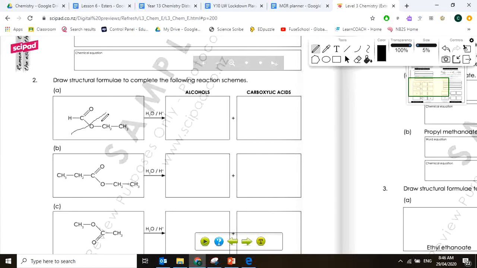So the alcohol, which is this part here, is 2 carbons, is ethanol. The carboxylic acid has 1 carbon, so it's methanoic acid. Same thing, let's show where this next one is splitting. Okay, it's splitting there. So now we have our alcohol here, which is ethanol, and we have our carboxylic acid, 1, 2, 3 carbons, is propanoic acid.